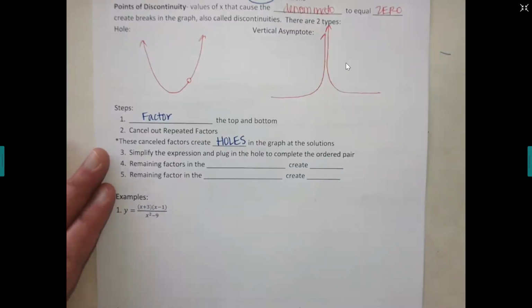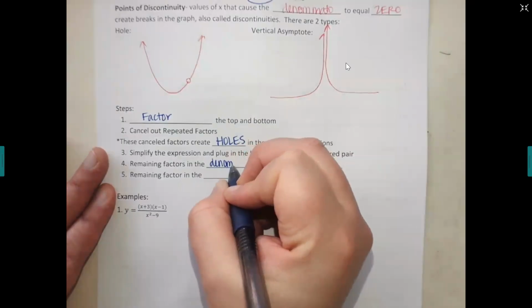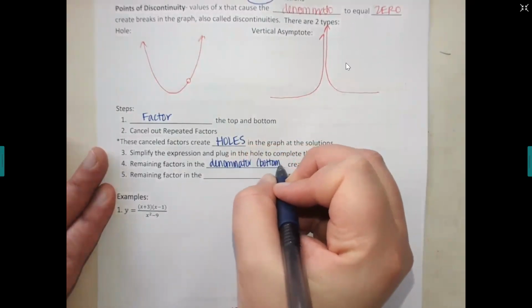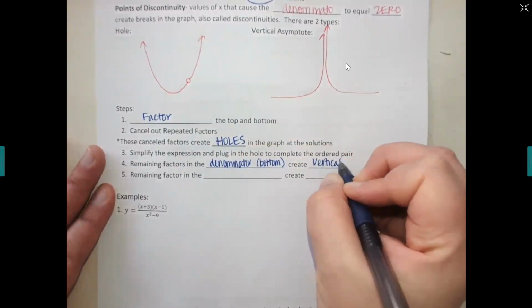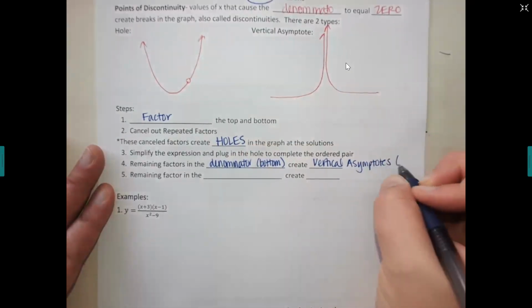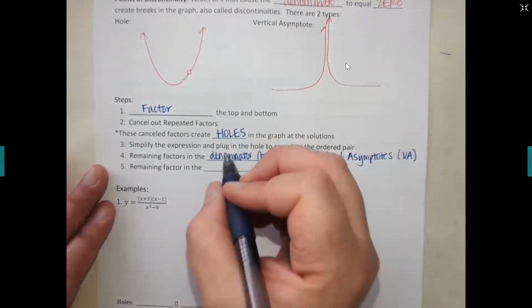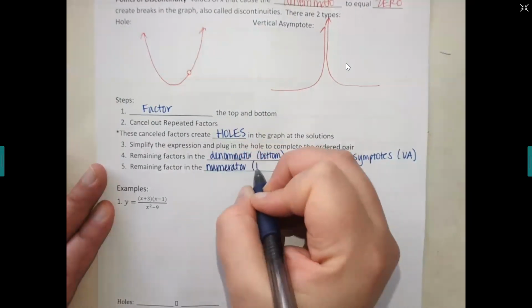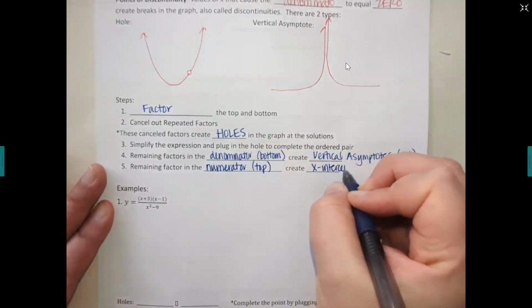Then any remaining factors that are in the denominator, that's the bottom of the fraction, create vertical asymptotes. For the rest of the notes, though, we're just going to call that a VA. And then any remaining factors in the numerator, that would be the top, are going to create x-intercepts.